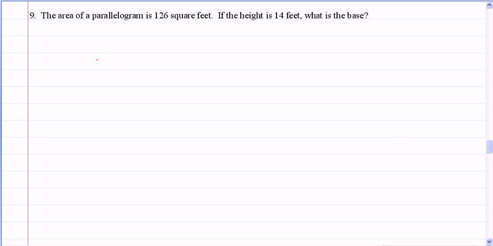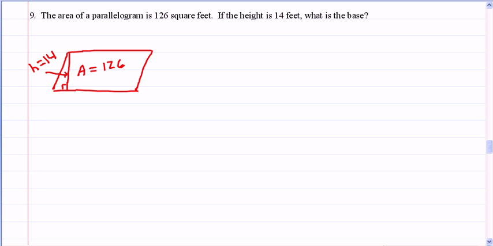So number 9 is our first problem where we don't have a picture. So anytime you don't have a picture, you should always draw one. So we have a parallelogram, and it says that the area is equal to 126 square feet, and we have a height of 14. The height is this length right here. So let's just draw that outside and say that the height is equal to 14, and we're asked to find the base. So the base is either the top part or the bottom. So this time, we're not finding the area, we're given an area, we're finding the missing side.